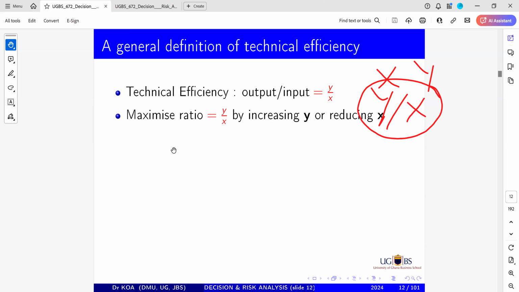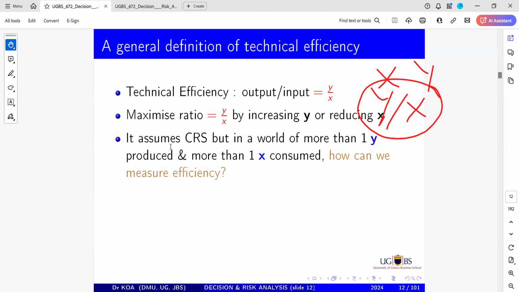You see, the reason why this is important is, and watch the word, improve or increase the ratio. Remember, we are not increasing each variable. We are only increasing the ratio. The ratio is made up of each variable. If you look at this definition, because you have one input and one output, it implicitly assumes constant returns to scale. But in a world of variability and multiplicity, constancy doesn't always work.